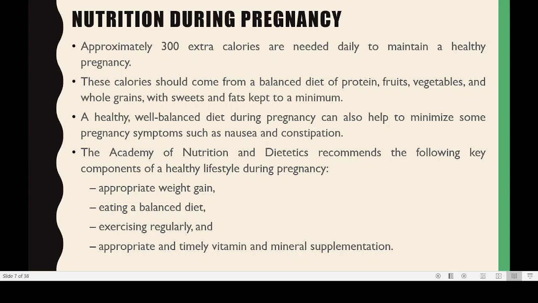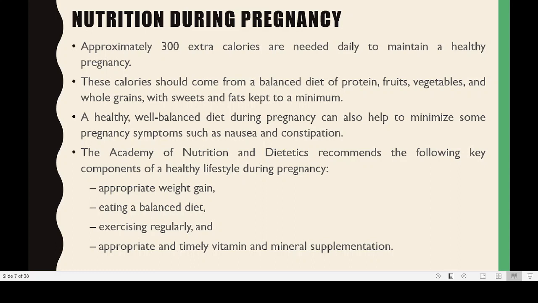Now, these calories should come from a balanced diet of protein, fruits, vegetables, whole grains, seeds, fats, etc. And mainly they should come from proteins and fruits and vegetables. As far as possible, fatty food and also seeds should be kept to the minimum. That should be reduced. A healthy, well balanced diet during pregnancy can also help to minimize some pregnancy symptoms like nausea and constipation. These are two common problems women experience, especially during the first 3 months of pregnancy.